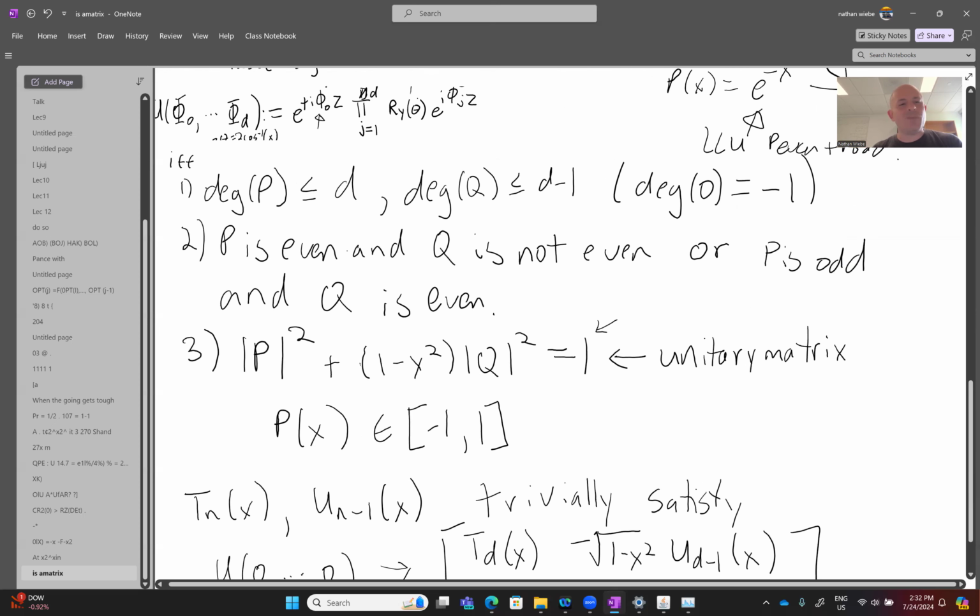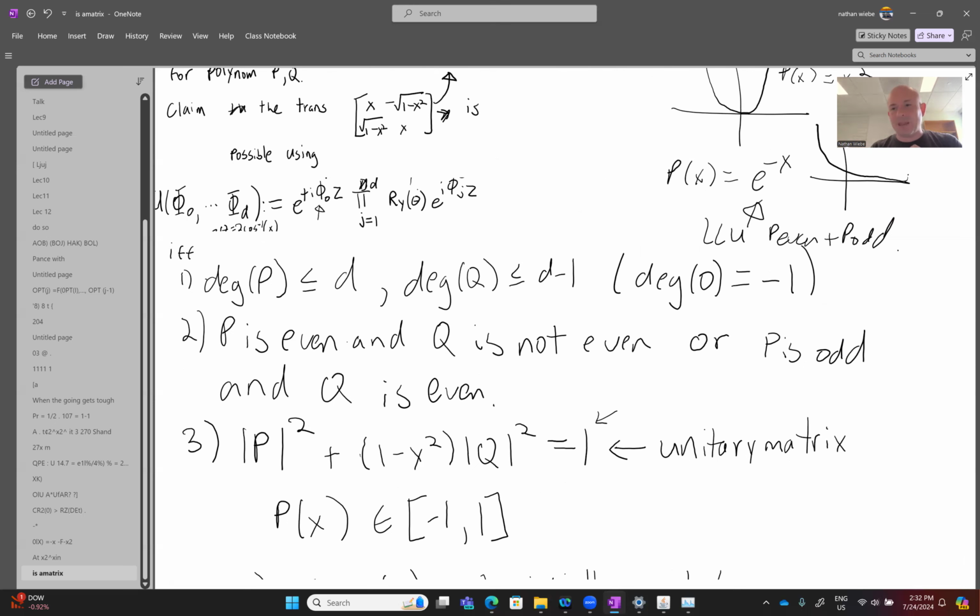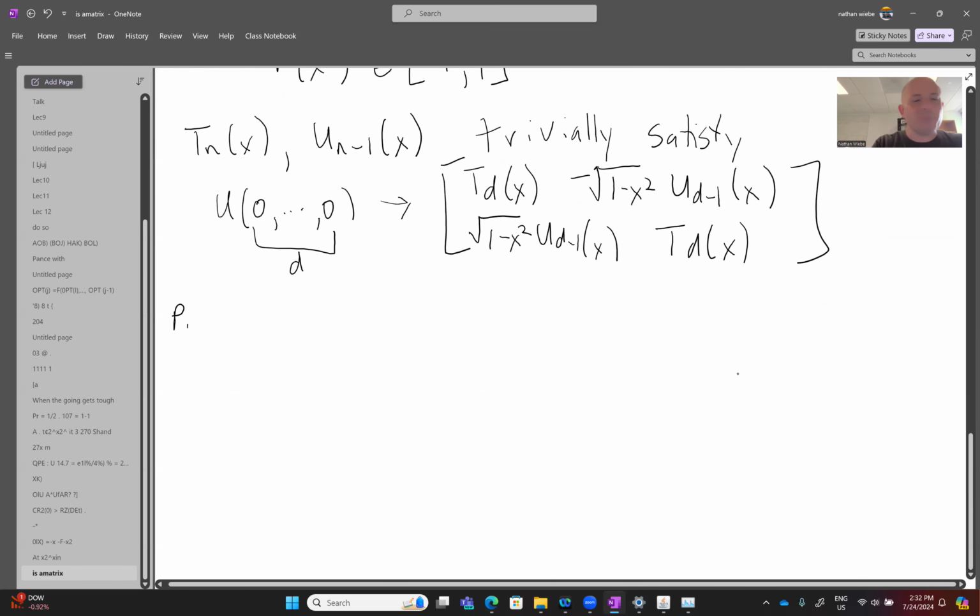But the claim that I was making here for quantum signal processing is more broad. It says not just Chebyshev polynomials, but any polynomial that satisfies this has a set of phases that correspond to it, and every set of phases will also correspond to a particular polynomial. So to prove it, we are going to prove it by induction. And there are two directions because it's an if and only if statement that we need to demonstrate.